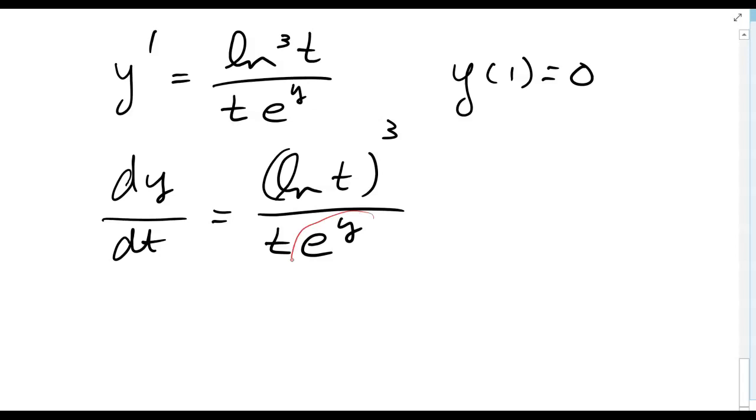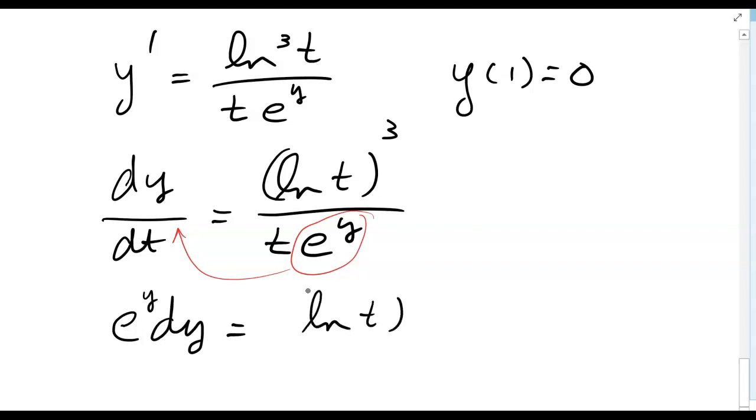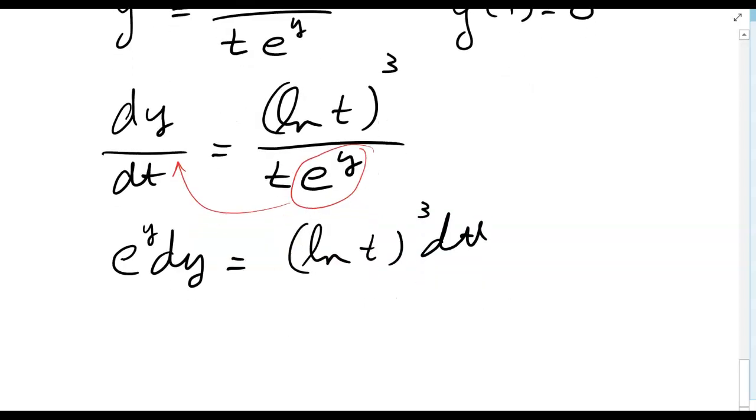So e to the y has to come over to this side. So that actually becomes e to the y dy. And this side becomes ln t over t dt. Go ahead, integrate.